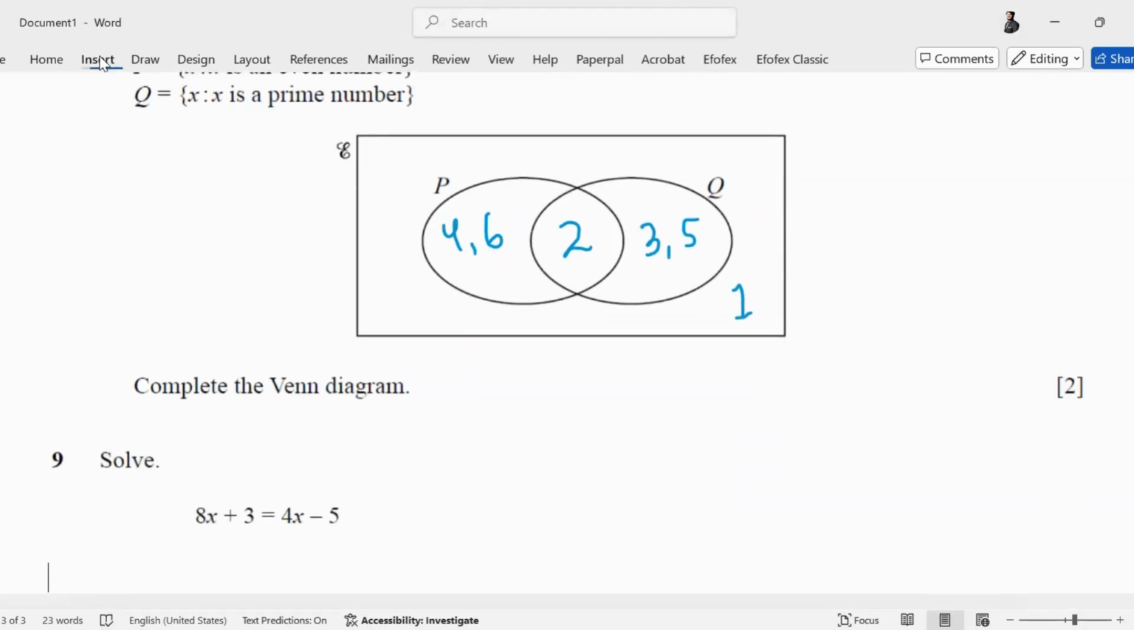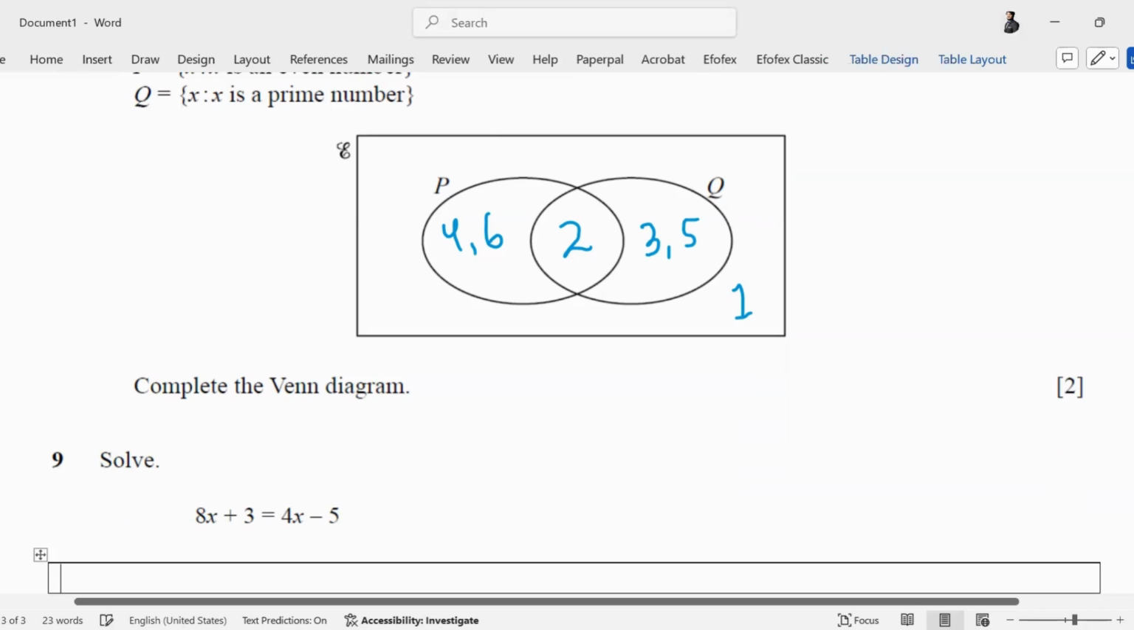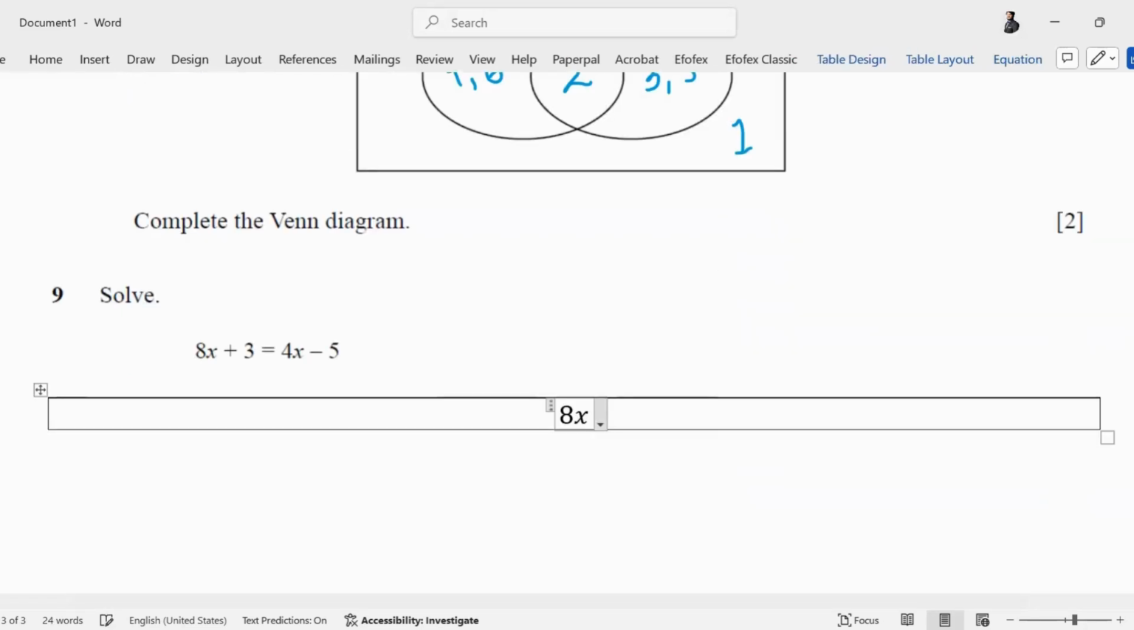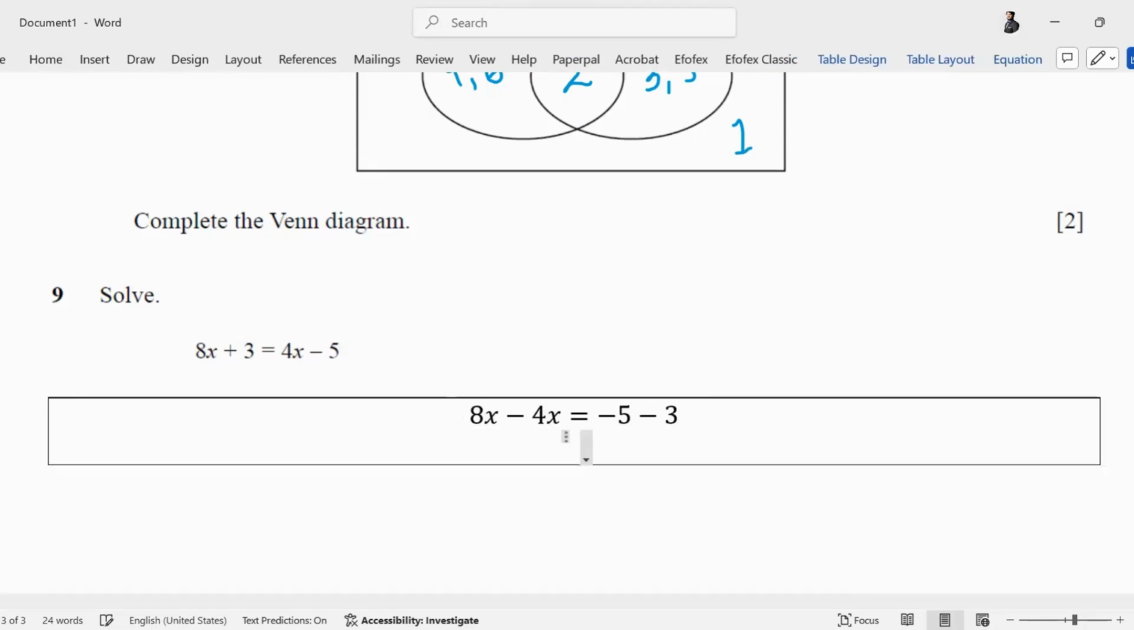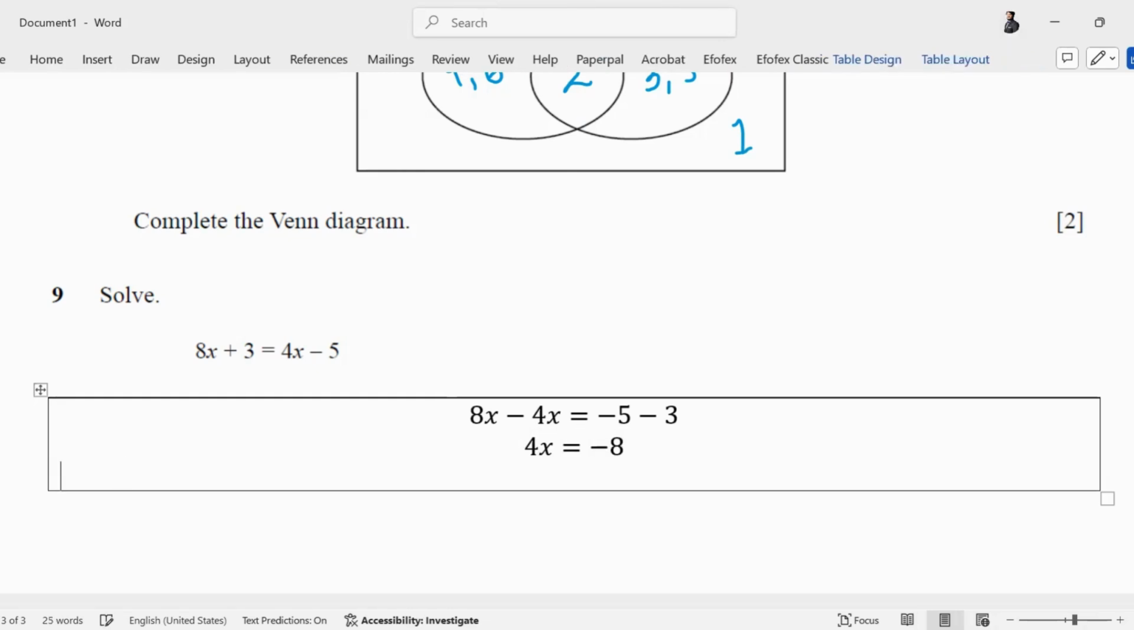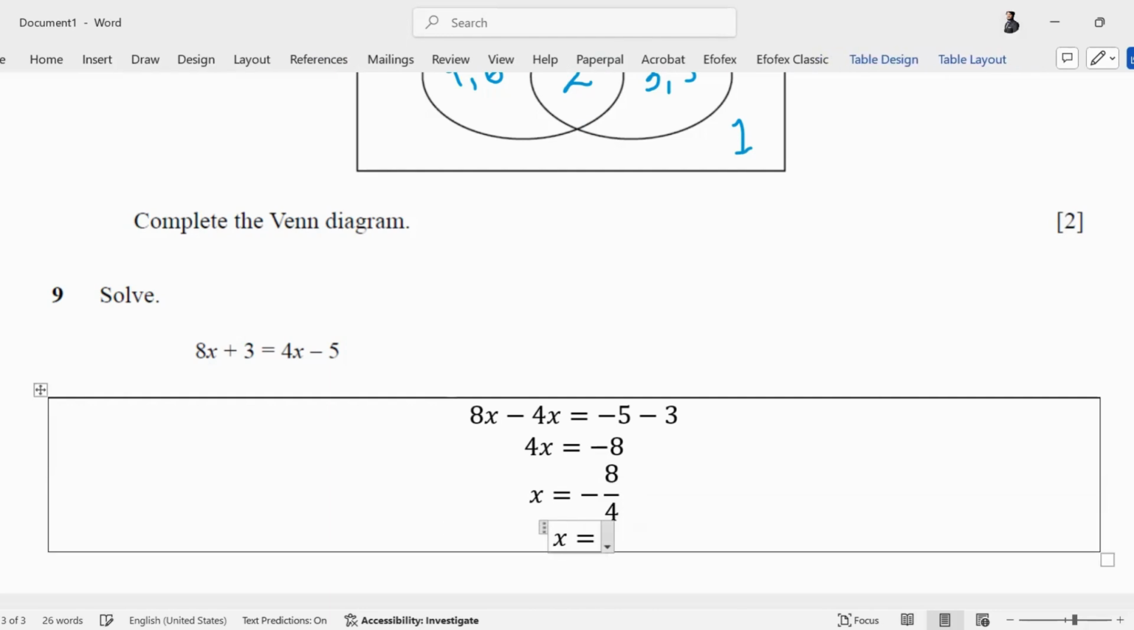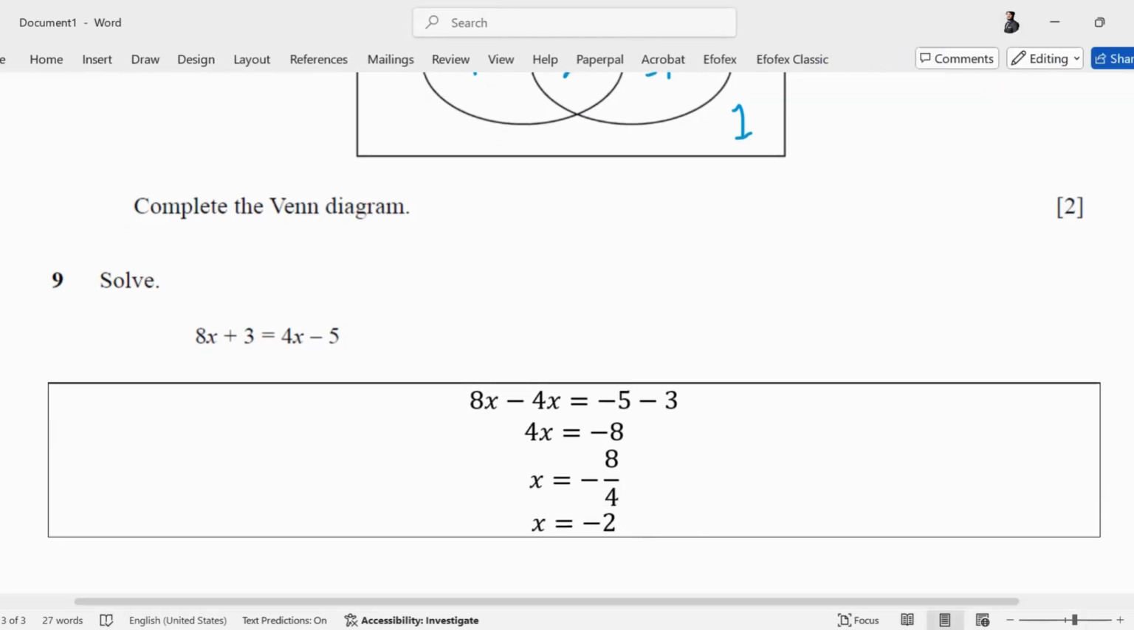Solve this. Now, this is a very easy question. All you need to do is rearrange, get all the like terms on one side. 8x, 4x comes on the left, it becomes negative 4x. Minus 5, 3 goes on the right, becomes minus 3. So negative 4x becomes negative 8. X becomes negative 8 upon 4, which is basically negative 2. This is how you can get the value of x. Solve means to get the value. The value of x is negative 2.